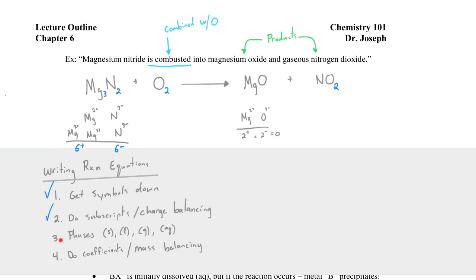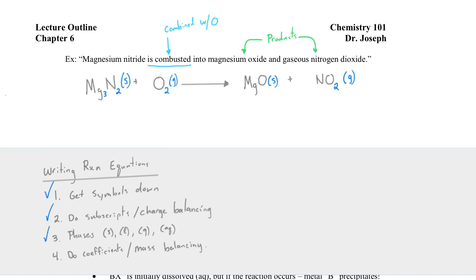Let's move on to step 3, phases. For phases, we have first magnesium nitride, that's ionic, so therefore a solid. After that, we have oxygen, which is a gas. Then we get over to magnesium oxide, another ionic compound and also a solid. And finally, we get over to the molecular compound nitrogen dioxide, which we're told is a gas. So let's put a G next to nitrogen dioxide. Now that takes care of step 3, phases.